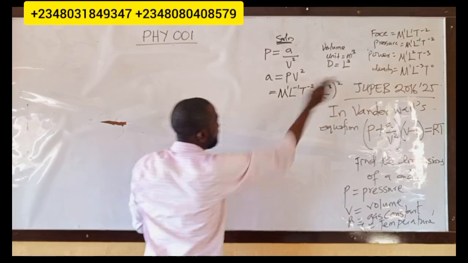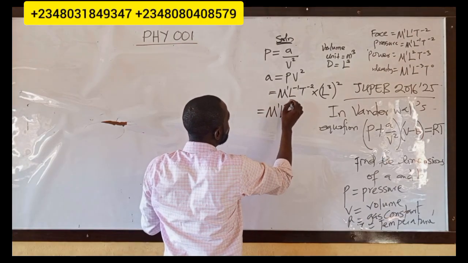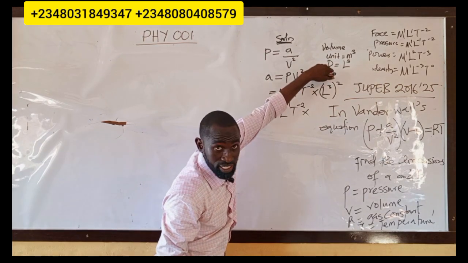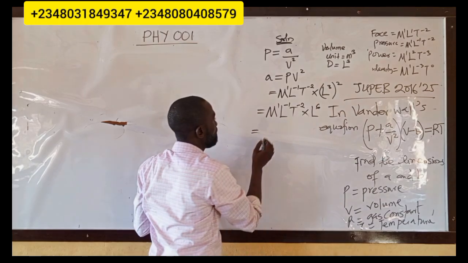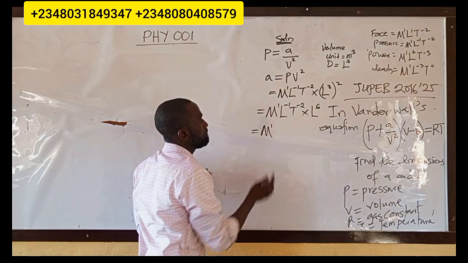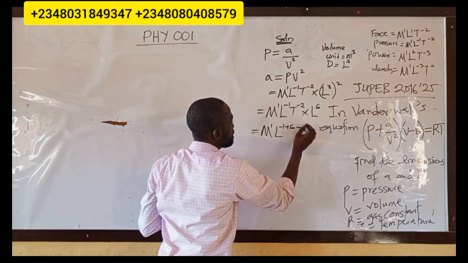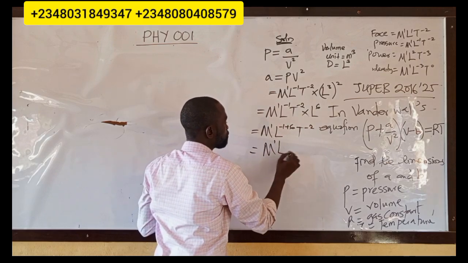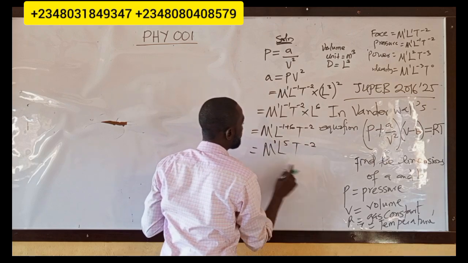Are you with me? So I'll multiply everything. So we have M to the power what? 1. L to the power minus 1, T to the power what? Minus 2. Then 2 times 3 gives us 6. So I have L to the power 6. So that's combined. I have M to the power 1, L to the power minus 1 plus 6, that will be L to the power 5, and T to the power minus 2. So this is the dimension for what?